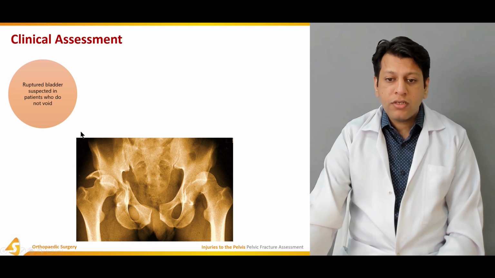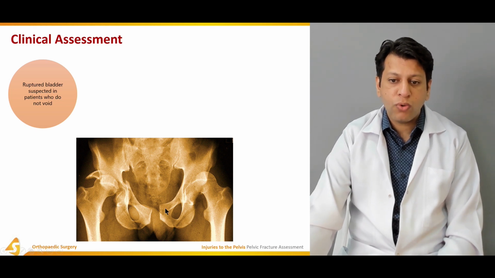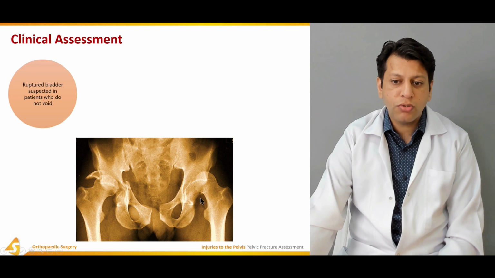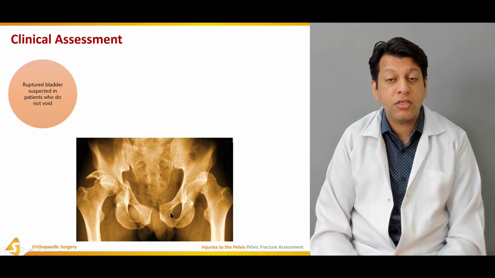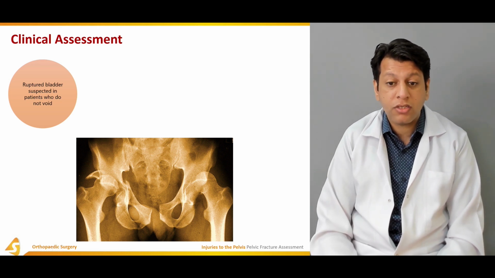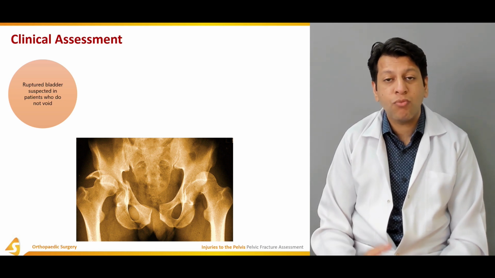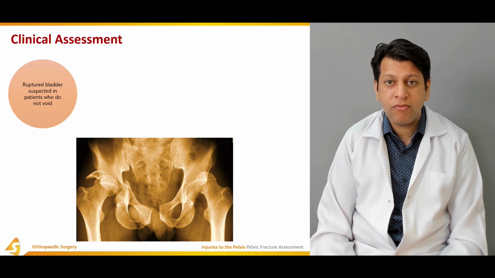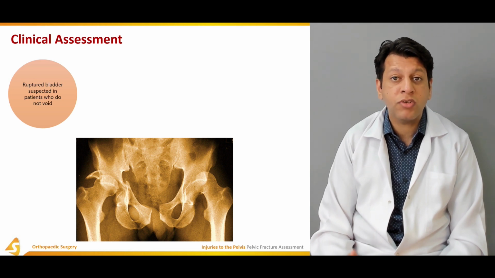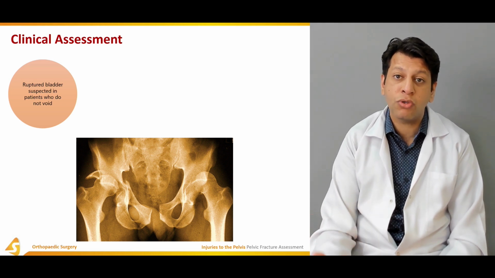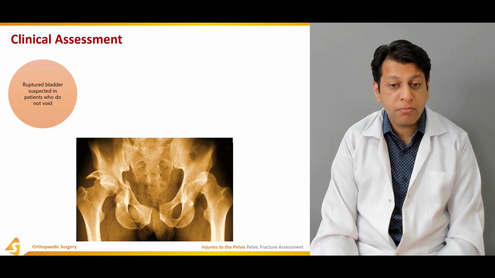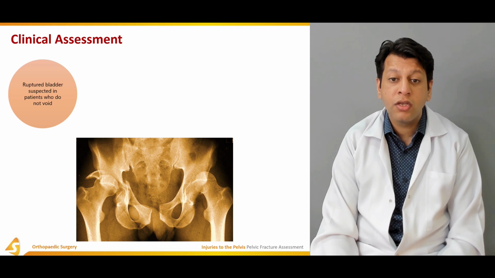Now, if you see this X-ray, what you need to see on the X-rays is whether this is a pelvic fracture or an acetabulum fracture, or both. Once we know that there is an associated pelvic or acetabulum fracture, we need to assess whether there is an associated bladder or urogenital injury or not. Ruptured bladder is suspected in patients who do not void. This is a very important thing.